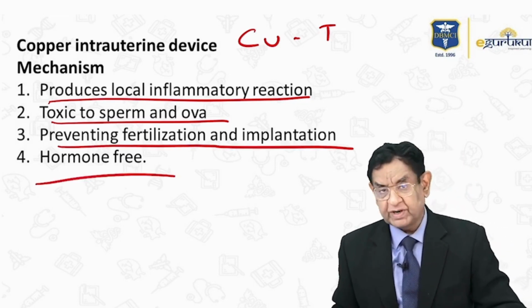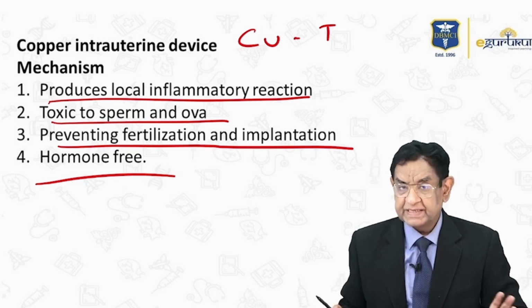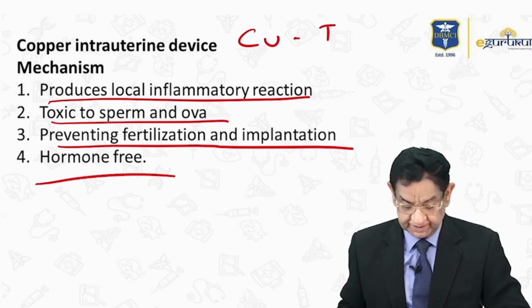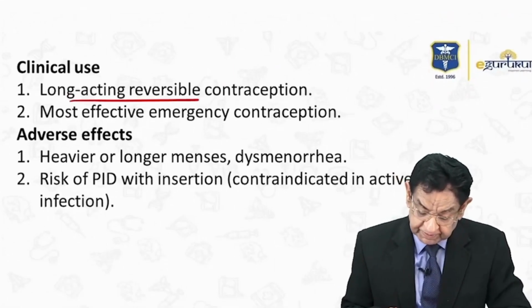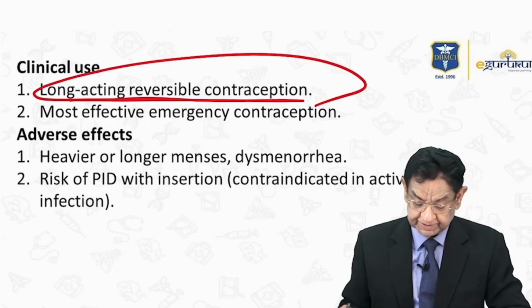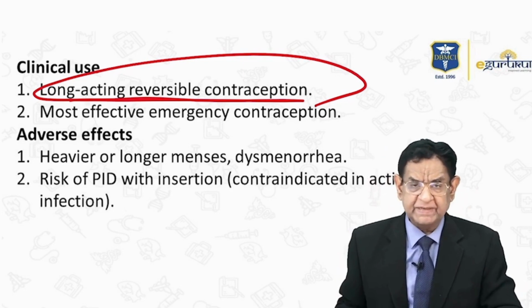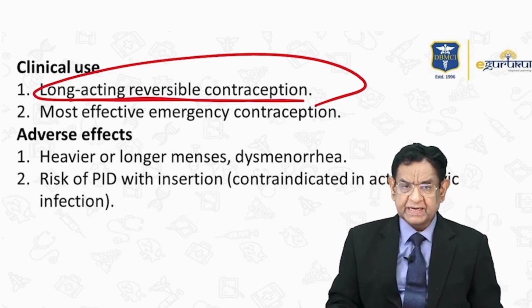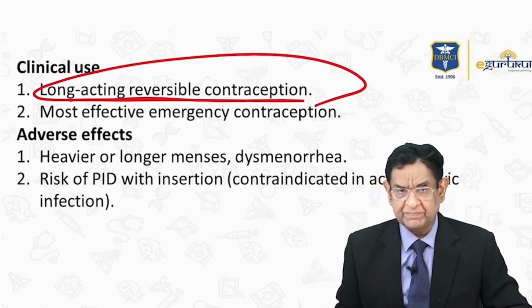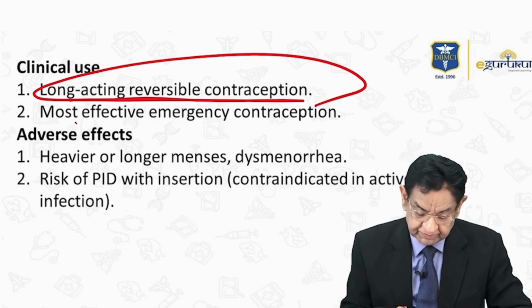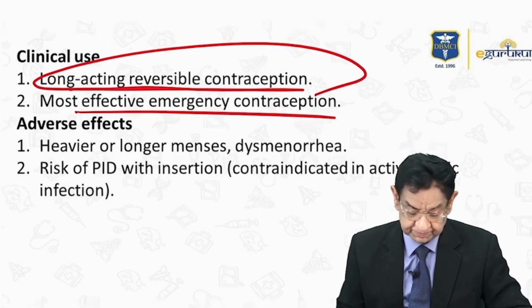The biggest advantage is that it is hormone free. It's not going to disturb any hormone balance in the body. It's a long-acting reversible contraceptive. Biggest advantage, long-acting, reversible. That means anytime the lady wants, it can be removed, and the patient can plan for pregnancy very soon. It's one of the most effective emergency contraceptives, also very widely used.